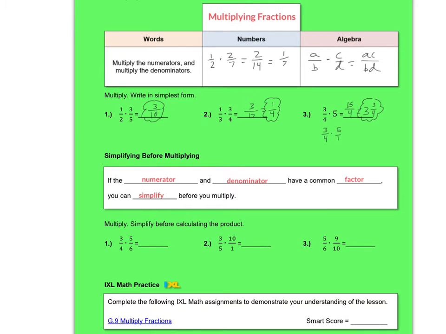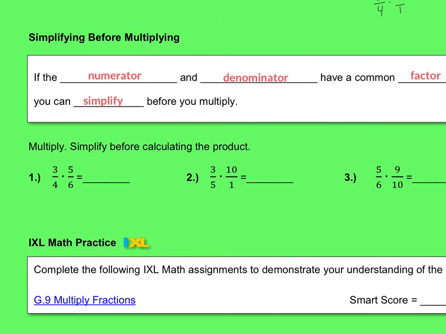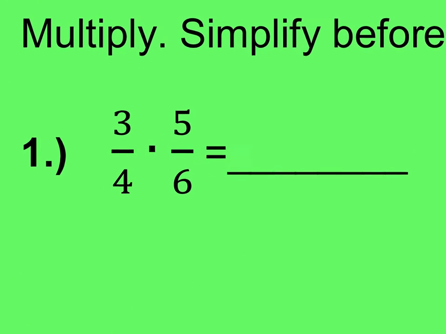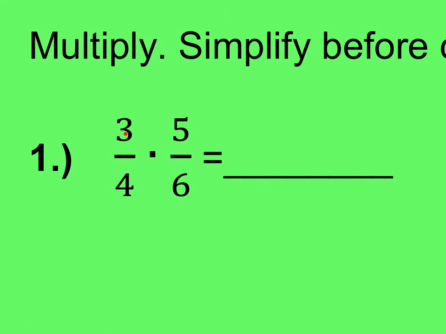But I want to talk about simplifying before you multiply because sometimes it's easier to do the simplifying first than it is second. So, if the numerator and denominator have a common factor, you can simplify before you multiply. And here is what I mean. 3 and 6 both have a factor of 3. So we can divide both of those by 3 and simplify. 3 divided by 3 makes 1, and 6 divided by 3 makes 2.